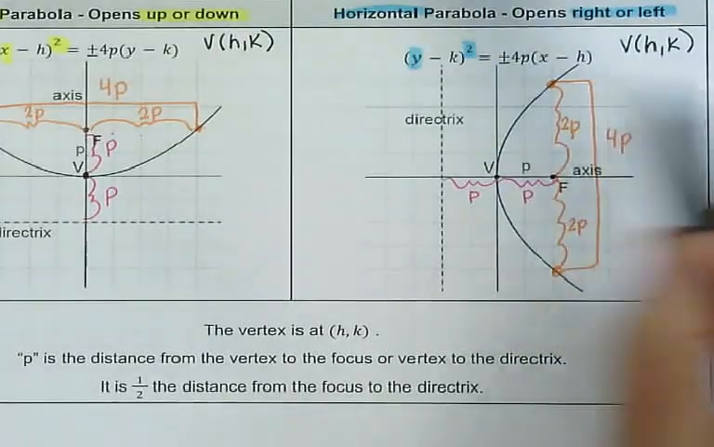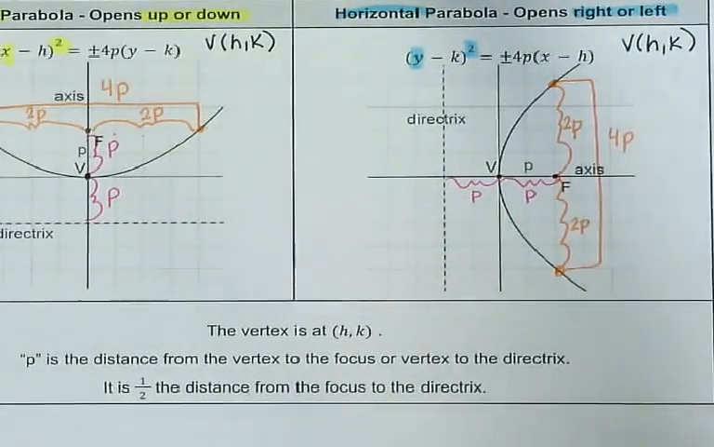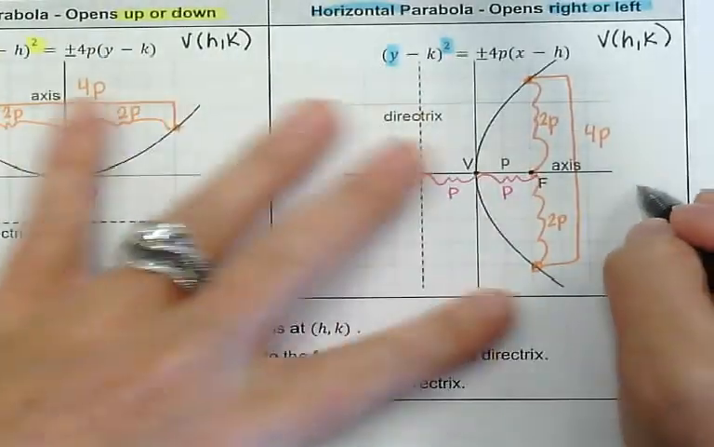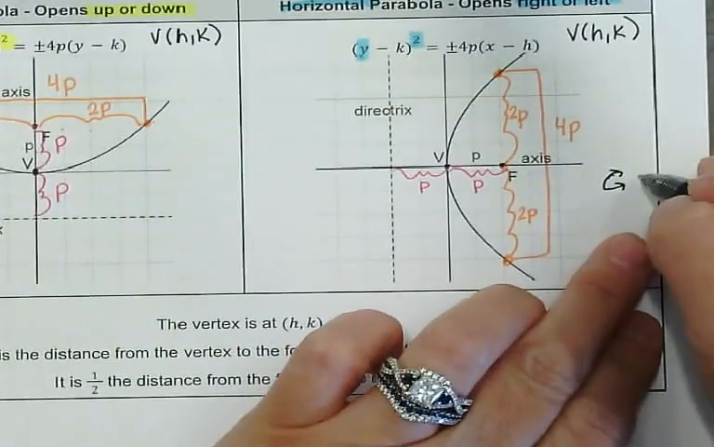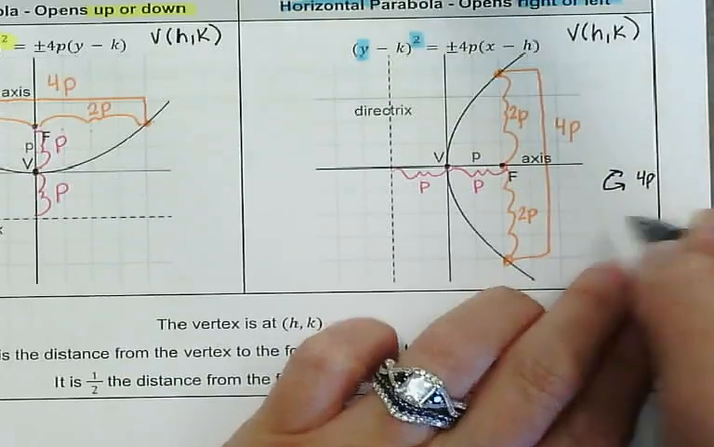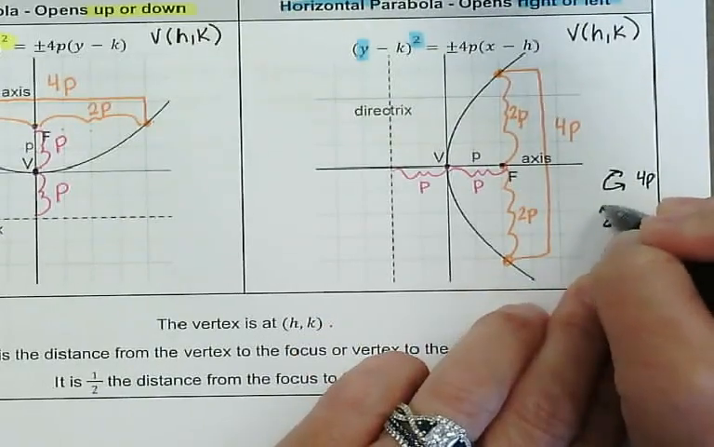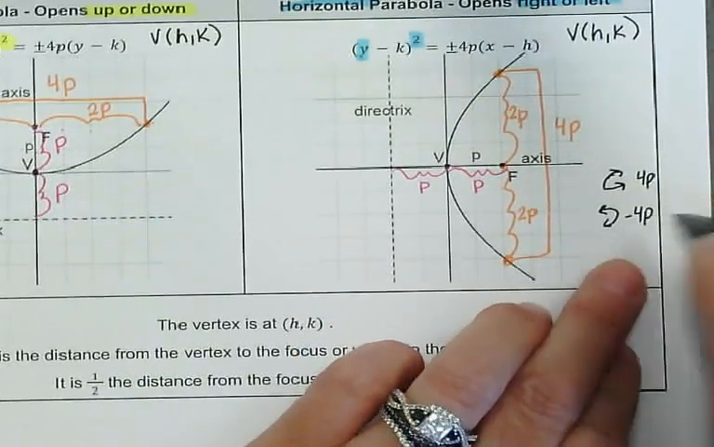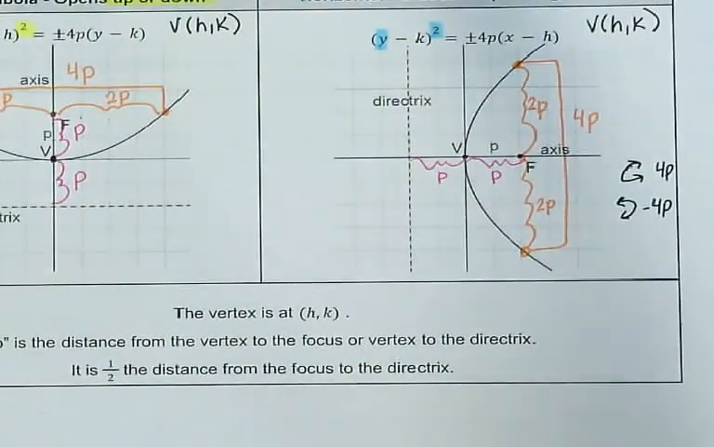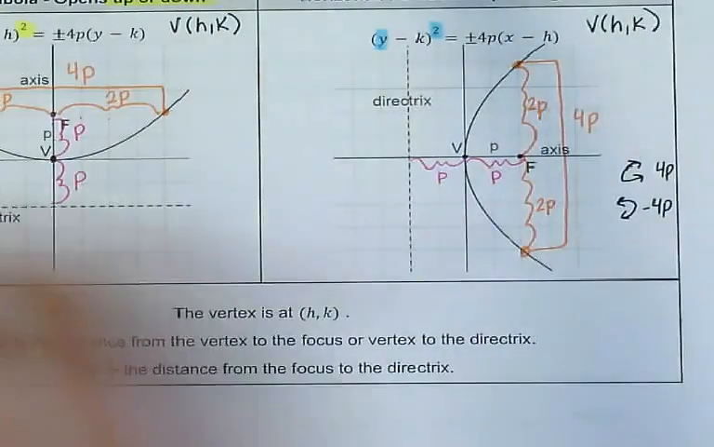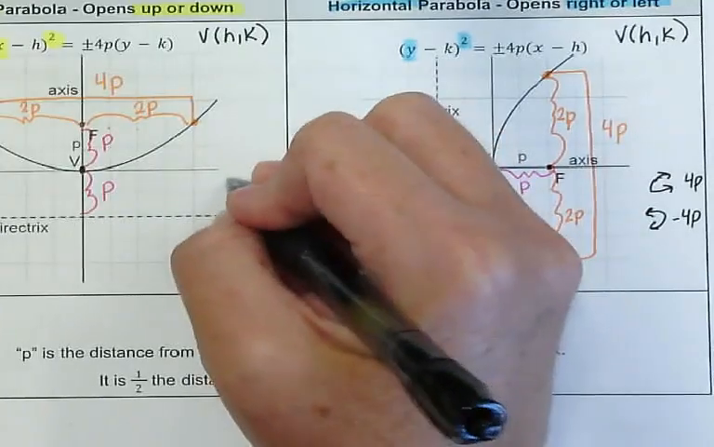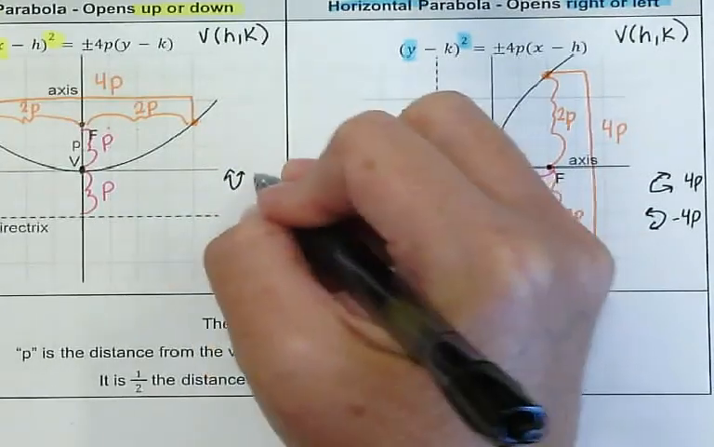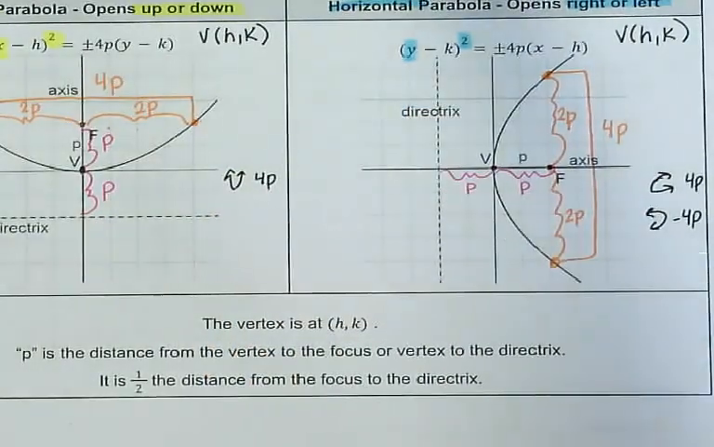So whether the 4P is positive or negative: if it opens to the right, I guess I could write this down, it's going to be a positive 4P, but if it opens to the left, it's going to be a negative 4P. It's going to have the negative out in front. And same thing with the vertical parabolas. If it opens up, it's going to be a positive 4P.